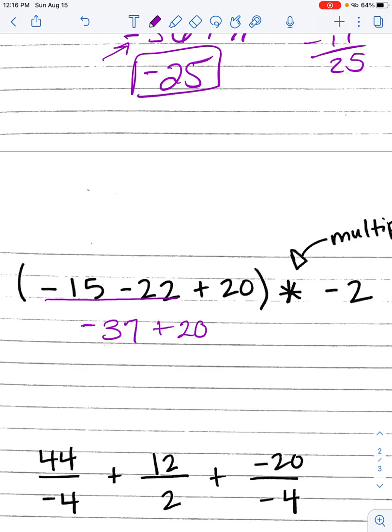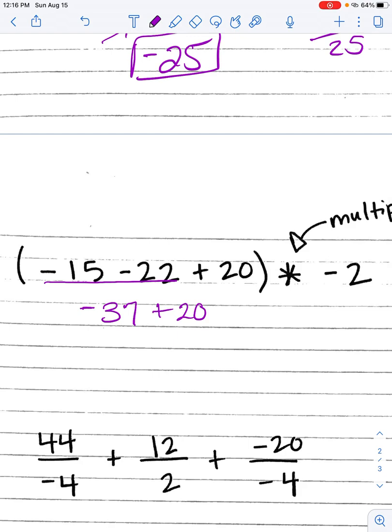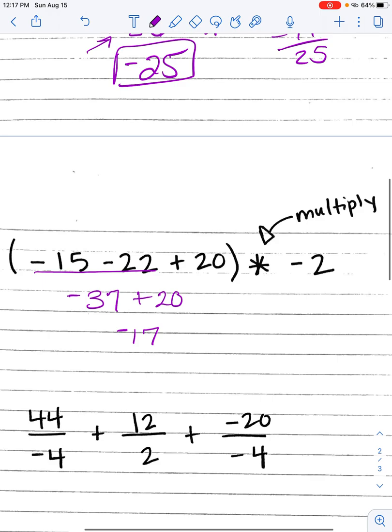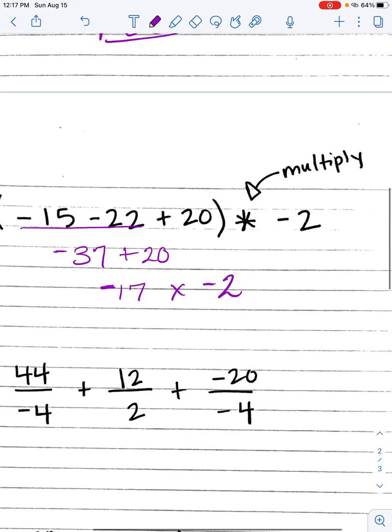Okay, and bring down your plus 20. Now I have different signs, find the difference. The difference would be 17. Do I have more positives or negatives? I have more negatives. So I've solved everything inside the parentheses. Now I can bring down everything else. That multiplied by a negative 2. Our rules for multiplying and dividing: 2 negatives cancel and form a positive. So 17 times 2 is going to be 34. So I'm going to have a positive 34.